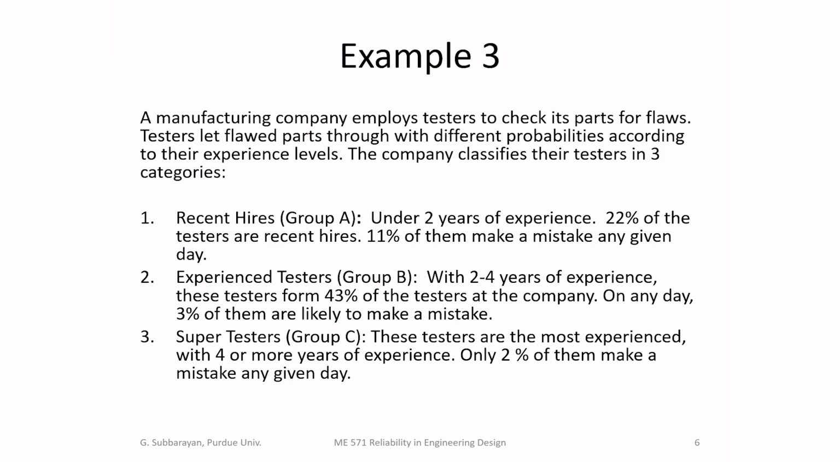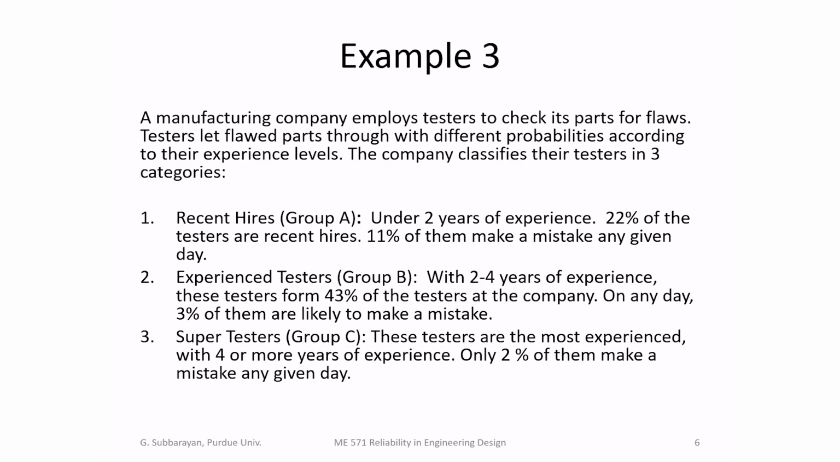Experienced testers are group B. They have 2 to 4 years of experience, and these testers form 43% of the employees, and only 3% of them are likely to make a mistake on any given day. And then there is a third group, super testers, group C, the most experienced with 4 or more years of experience, and only 2% of them make a mistake on any given day. So we have 3 groups, and they all have different levels of experience.